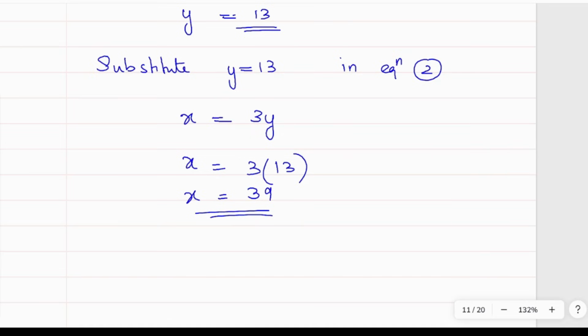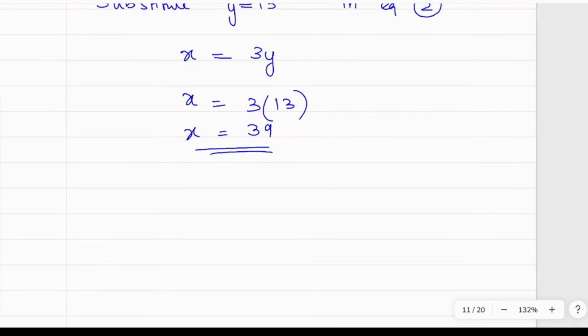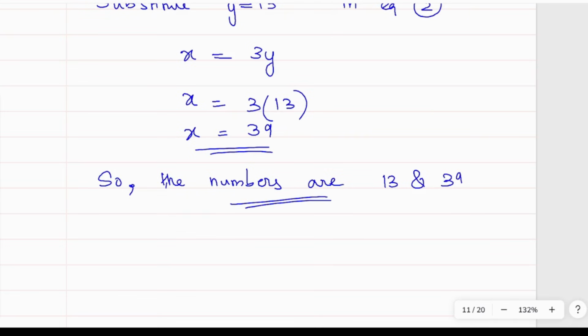And y equal to 13. Okay, that means they are asking us to find the numbers. So we got one number as 13 and the other number as 39. So the numbers are 13 and 39. Clear? So we are done with the first one.